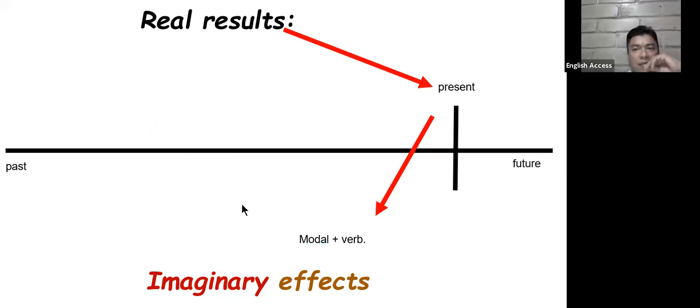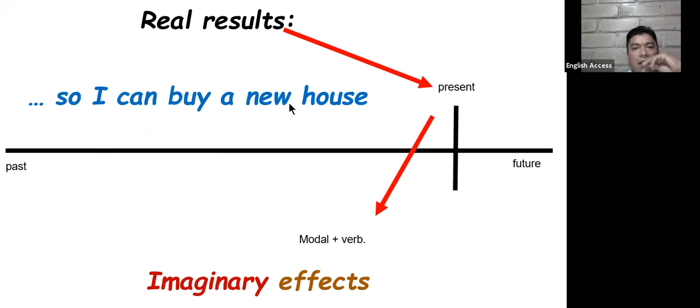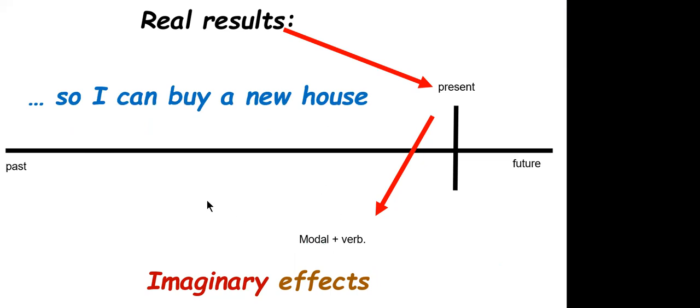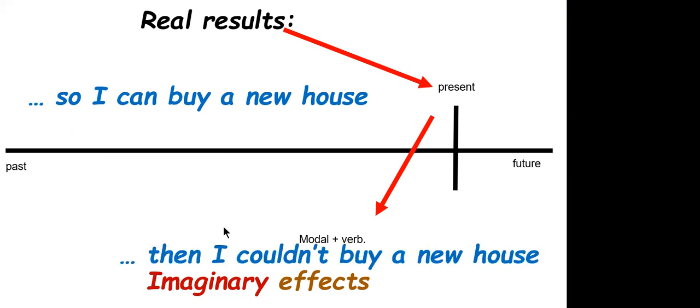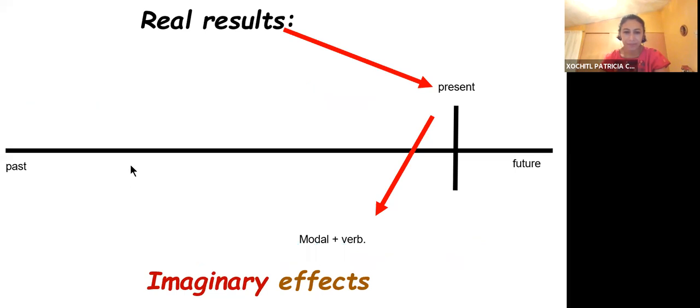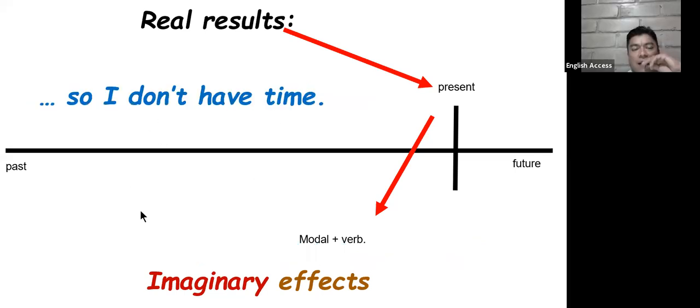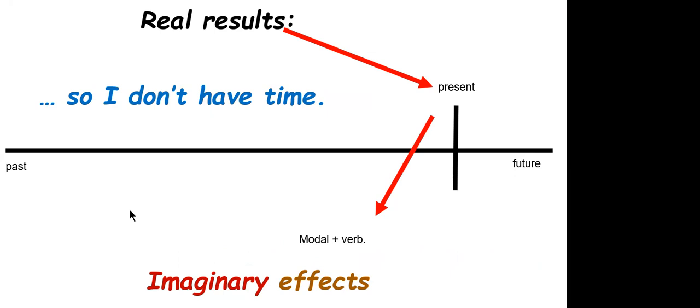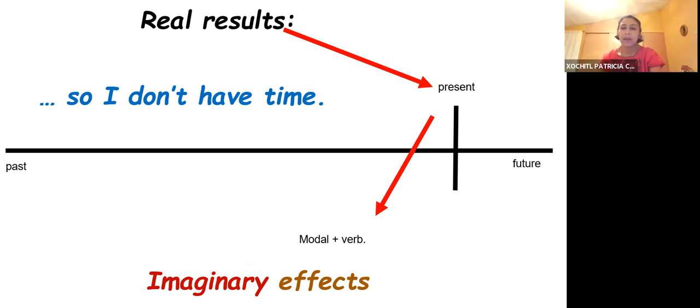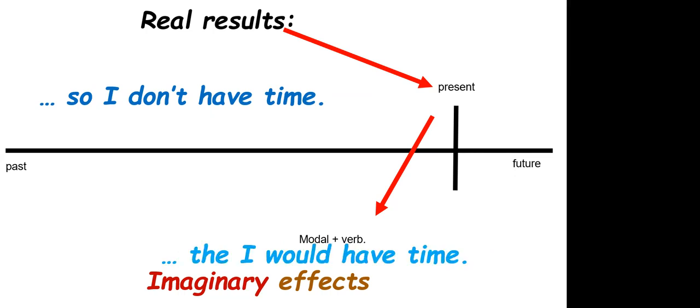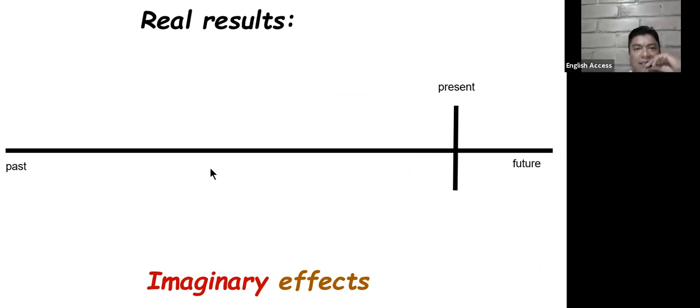I can buy a new house. Imaginary effect: I couldn't buy a new house. I don't have time. I could or I would. I would have time.